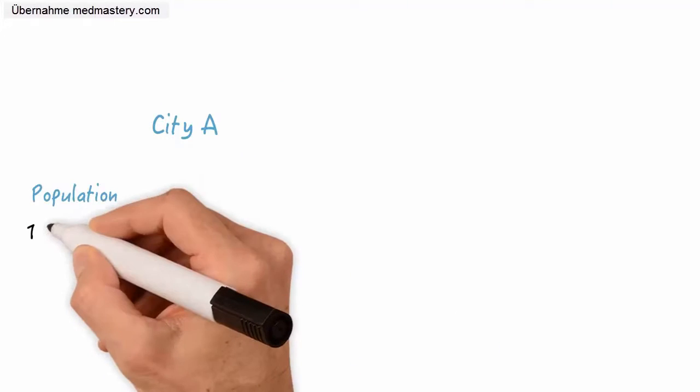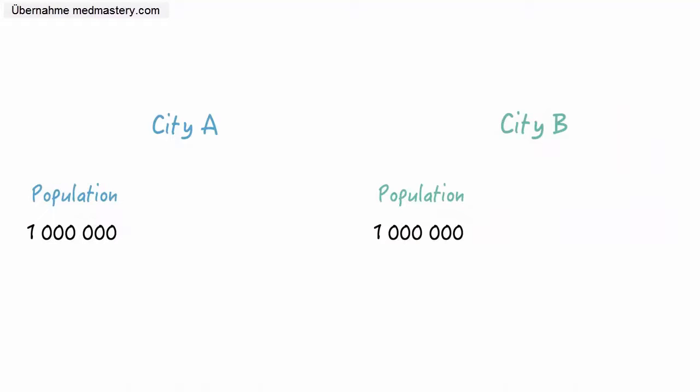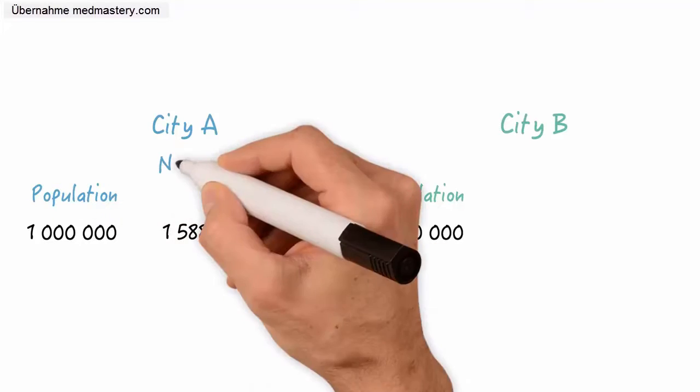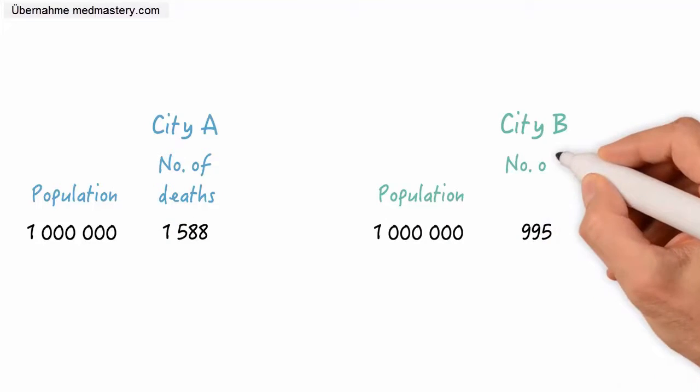Let's compare two populations again. City A has a population of 1 million inhabitants, and so does City B. In City A, 1,588 people died, whereas in City B, 995 people died.